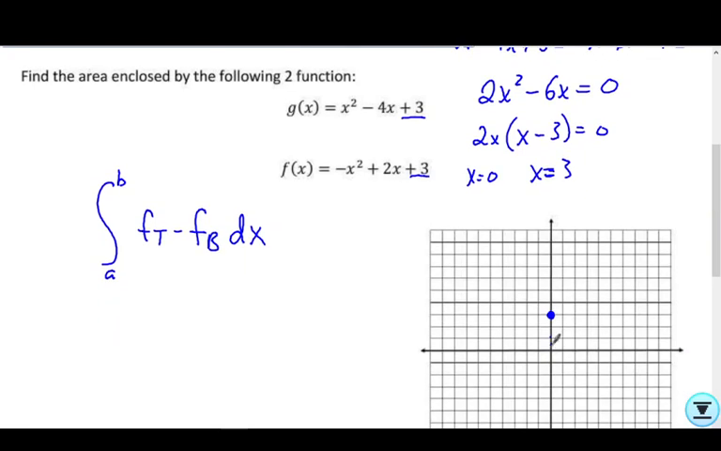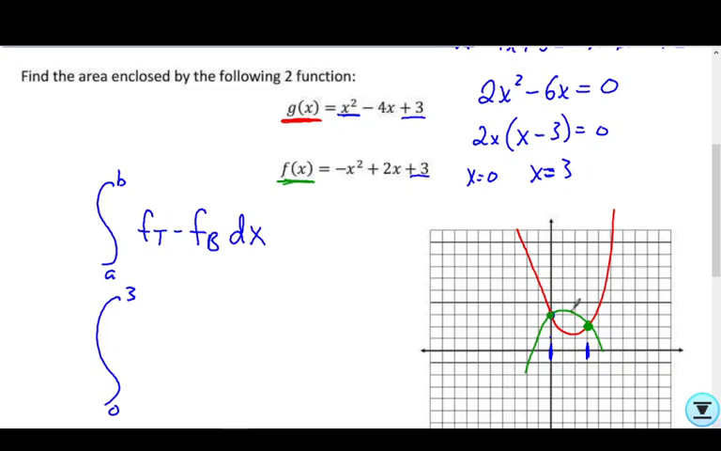Which means our area starts here and ends here, okay? So when I go to do my integration, I know this starts at 0 and goes to 3. Now, knowing that this is the quadratic and it opens up, so let's say the red one is g of x, it's going to look something like this, okay? And this one here is going to open down because it has a negative lead coefficient, so it's going to look something like that. And they're going to intersect here and here, like we said.